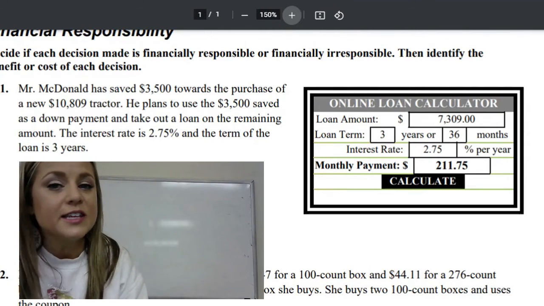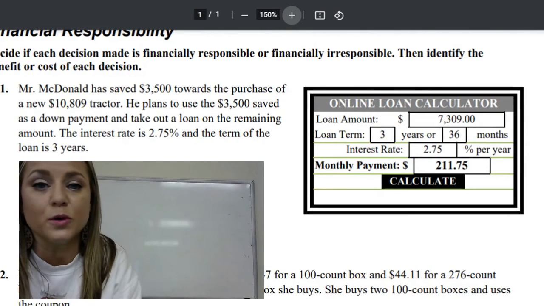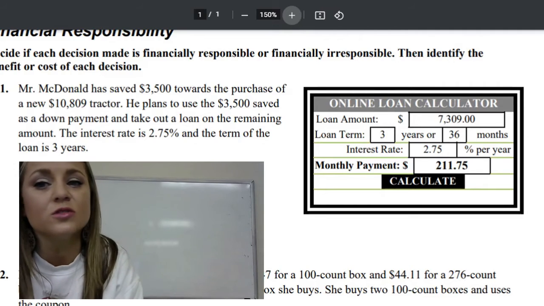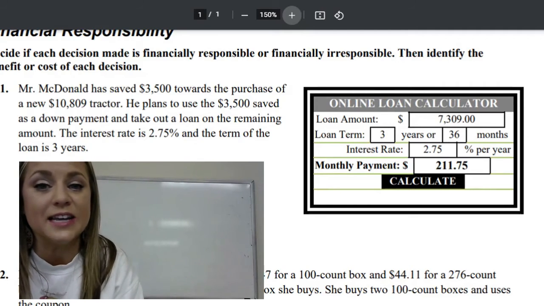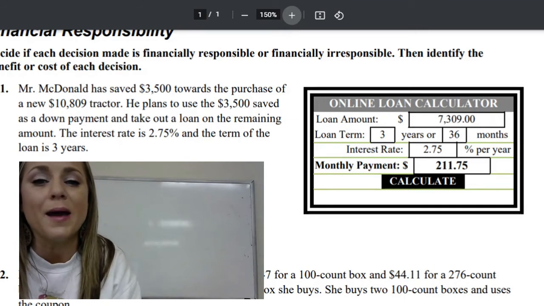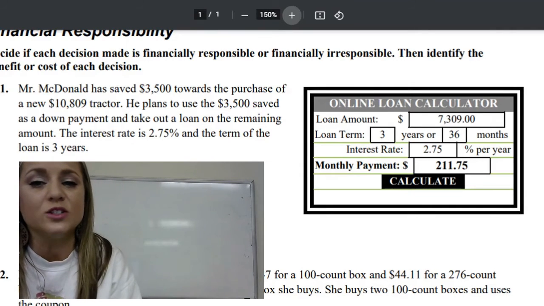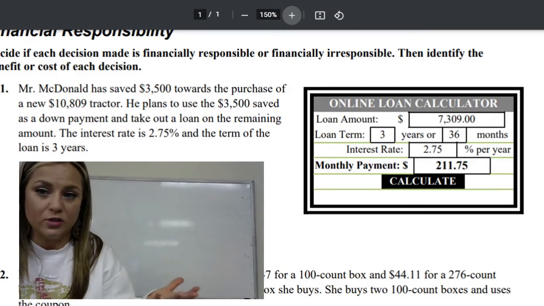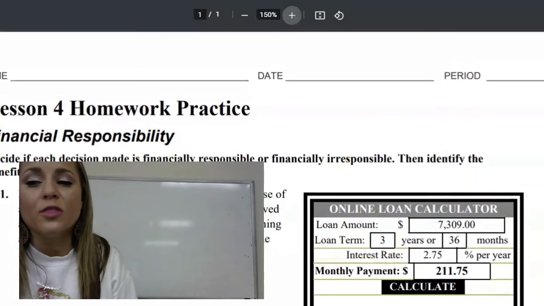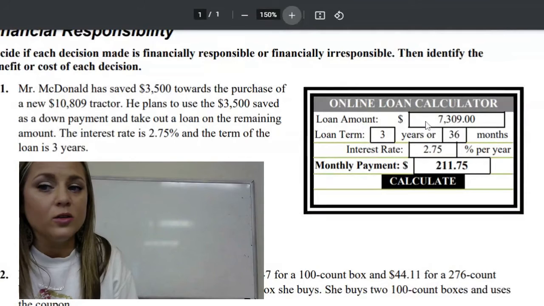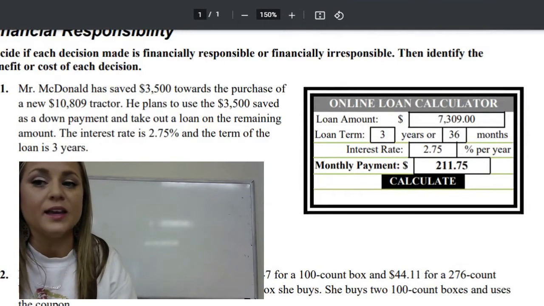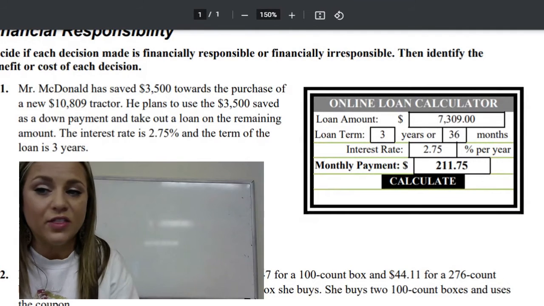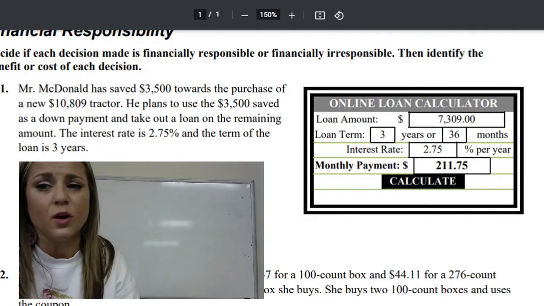Mr. McDonald has saved $3,500 towards the purchase of a new $10,809 tractor. He plans to use the $3,500 saved as a down payment to take out a loan on the remaining amount. The interest rate is 2.75% and the term of the loan is 3 years. So he wants to pay the tractor off in 3 years. So let's look. With the down payment, he's only going to need to borrow from the bank $7,309. That's all he needs to borrow from the bank.